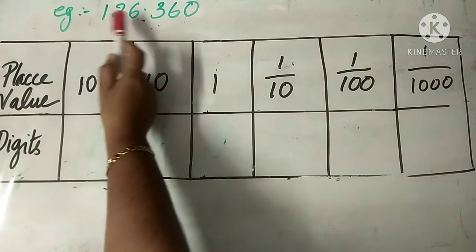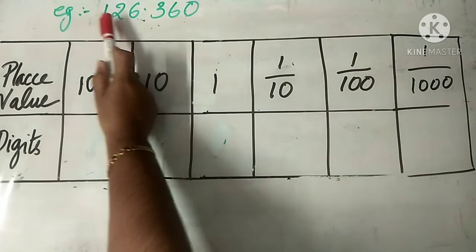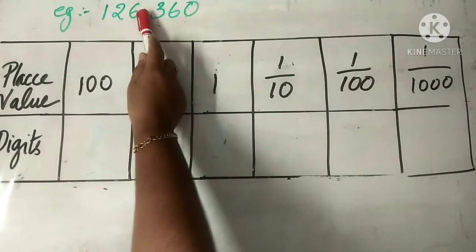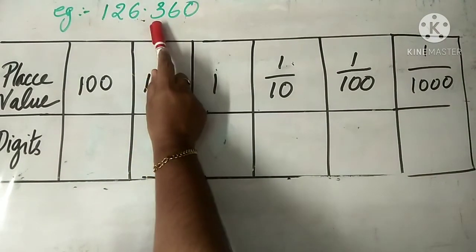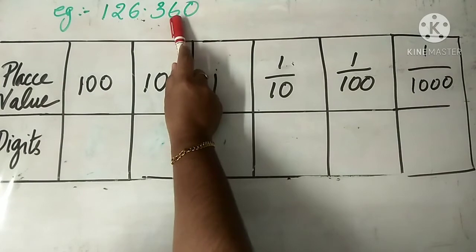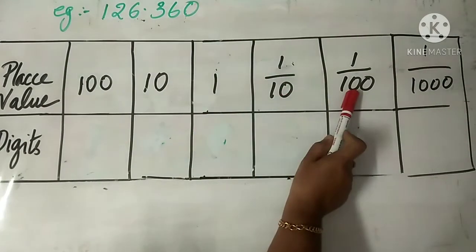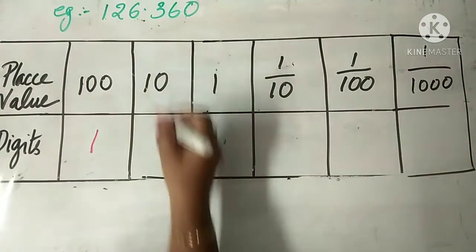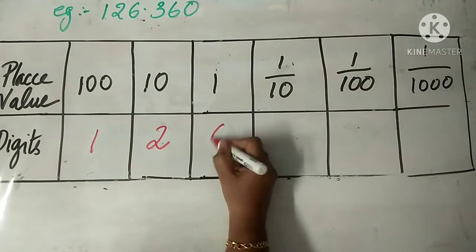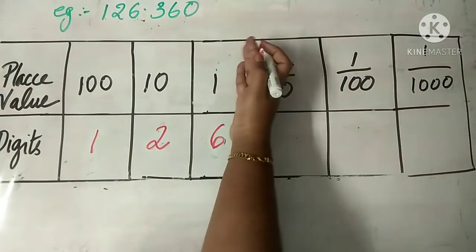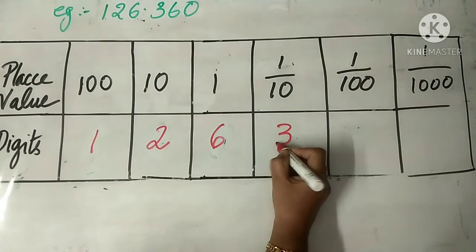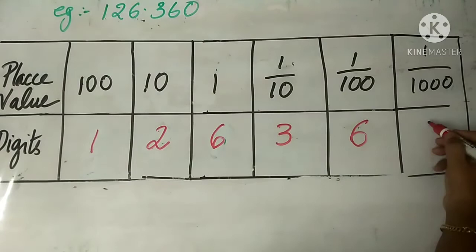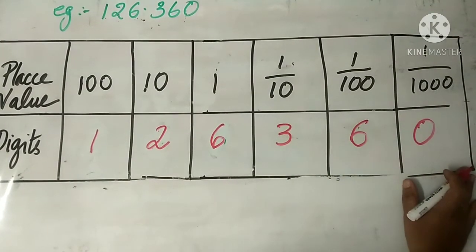Before the decimal point the place value comes like ones, tens, hundreds. So we write ones, tens, hundreds. Okay. After the decimal point 3 numbers are there. The place value comes as tenth, hundredth, thousandth. Okay. So 1 is in hundreds place, 2 is in tens place and 6 is in ones place. Again comes the decimal part. 3 comes under 10th place, 6 comes under 100th place and 0 comes under 1000th place. So place value chart looks like this.